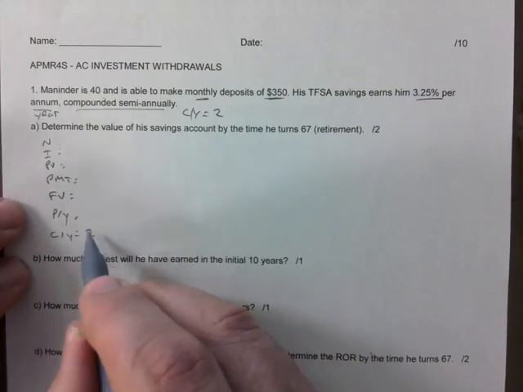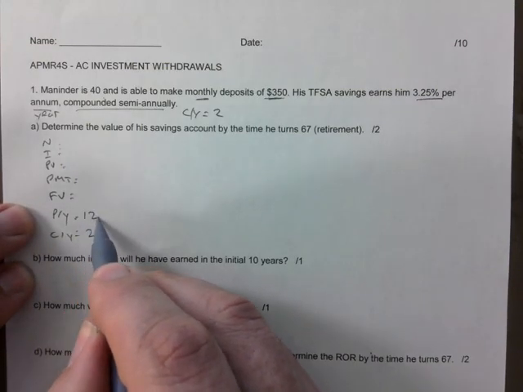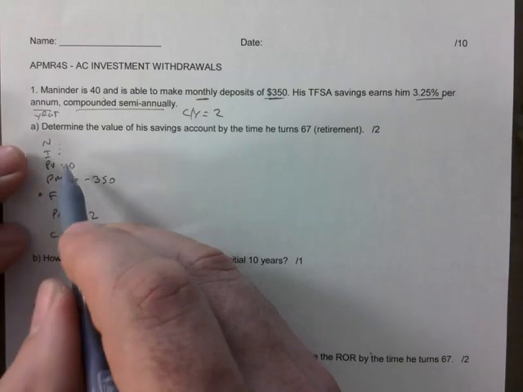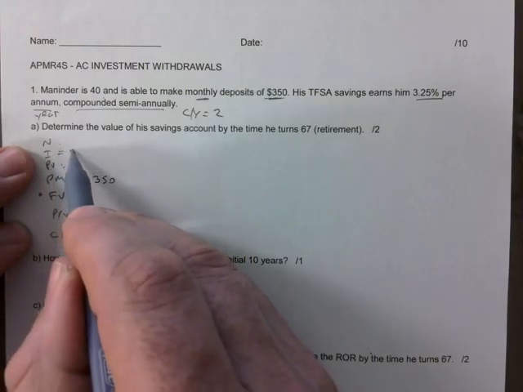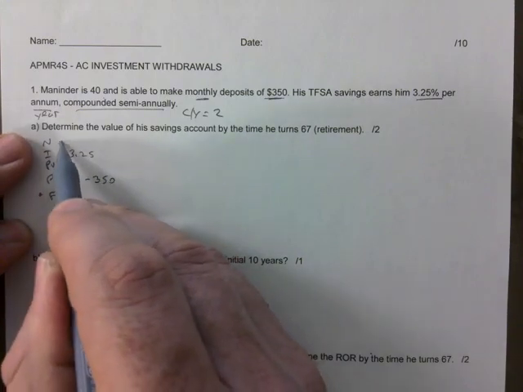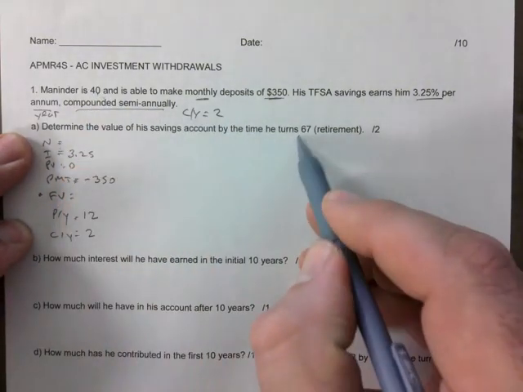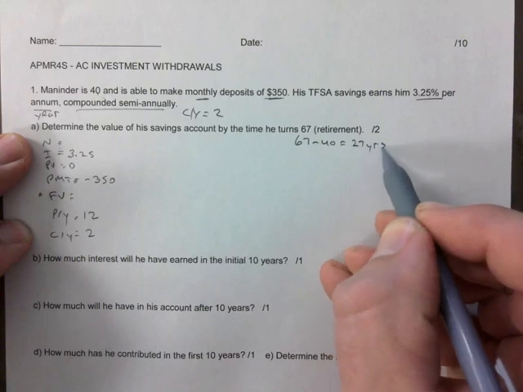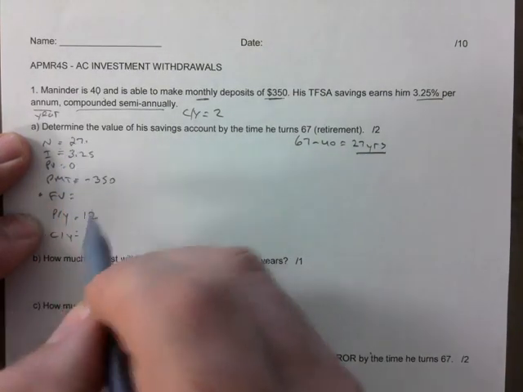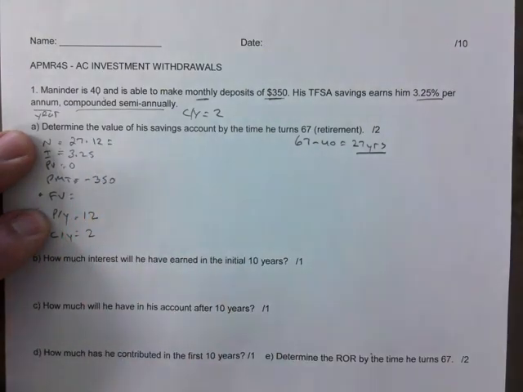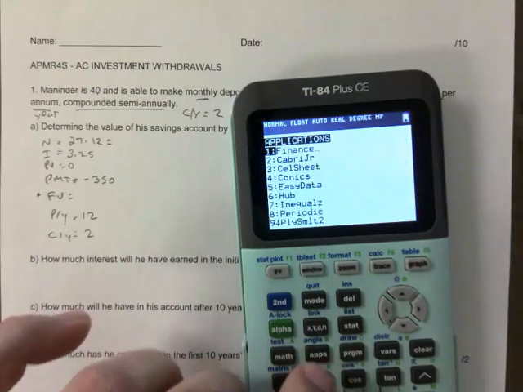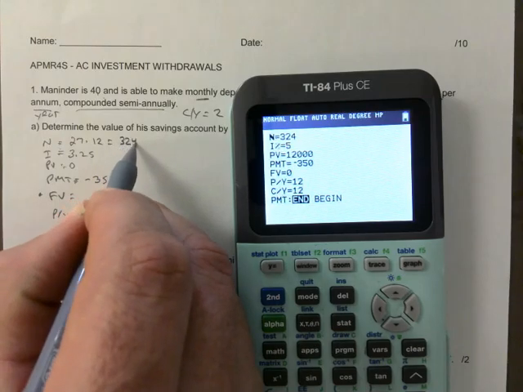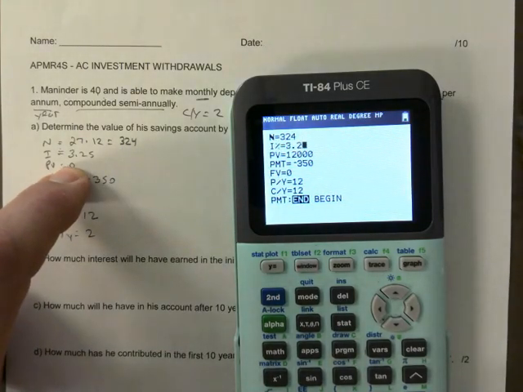So CY is 2, payments are monthly, future value we're wondering, it's 350 a month, we don't start with a big chunk, interest rate is 3.25, and here we have a little bit of math required, so 67 minus 40, that gets us to 27 years, okay? So it'd be 27 times whatever PY is, that's 12. And I have to actually calculate this with you. So apps, TVM solver, 27 times 12. That's 324 payments that will be happening over that time frame.